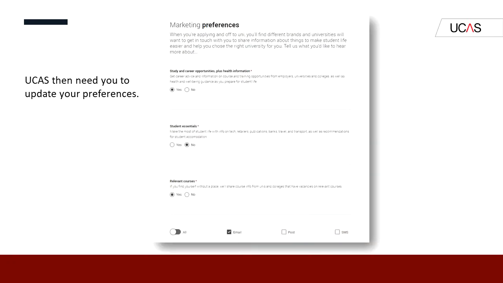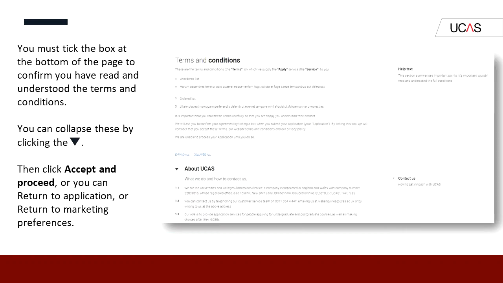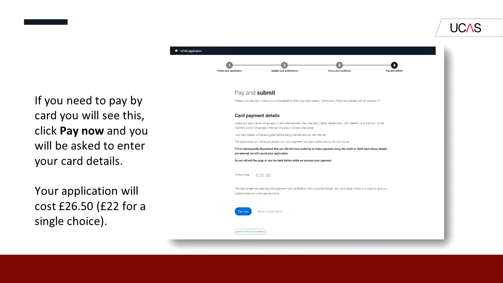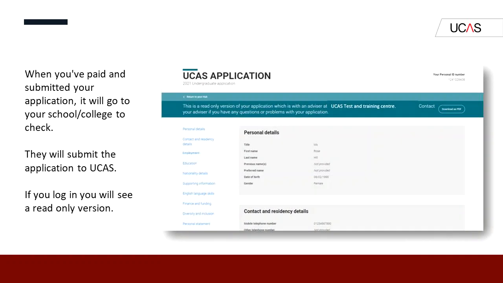UCAS will then ask you to update your preferences, so do read through and make sure that everything's correct as you need it to be at that point. Once you've read through the terms and conditions, of course, you need to again press accept and proceed. At that point, you'll be getting ready to press pay and submit your application. Most people will be paying by card. If you're applying for 5 courses, it'll be £26.50 for the 2022 academic year. If you're applying for just 1 course at 1 university, it's £22. So you need to put your card details in here.